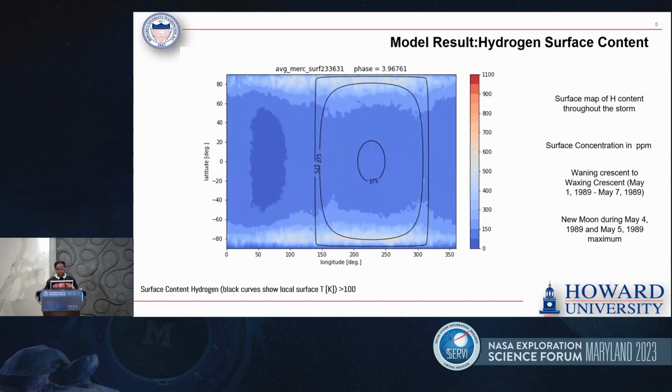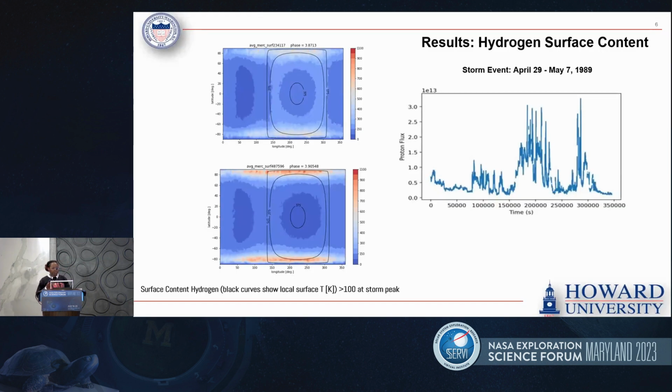So when we looked a little further at the hydrogen content on the surface of the moon, we noticed that at maximum, which like I said before was around May 3rd and May 4th, there was a significant concentration of hydrogen at the equator. And this is shown by the lighter blue color towards the middle area at the daytime. You also see a large concentration of it at the poles, as seen in the yellowish appearance.